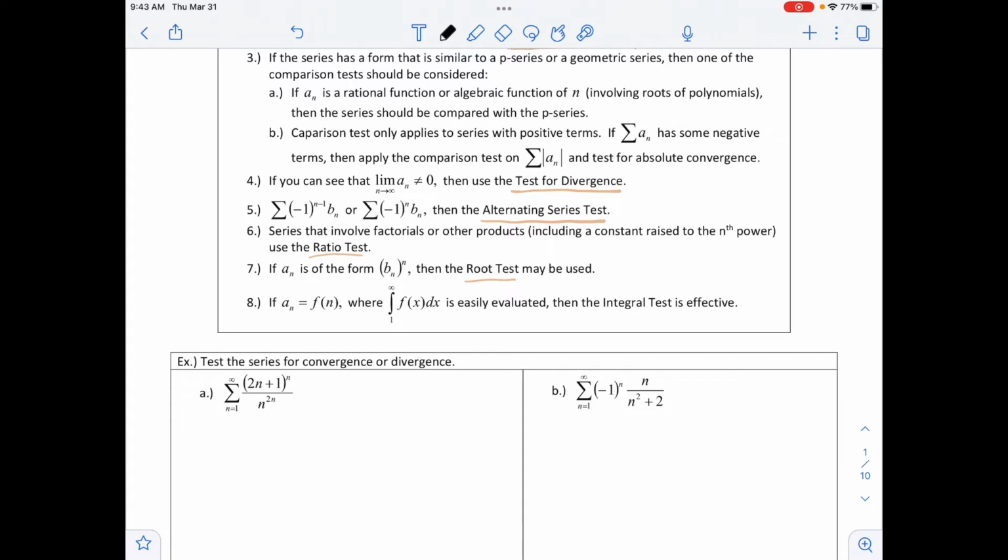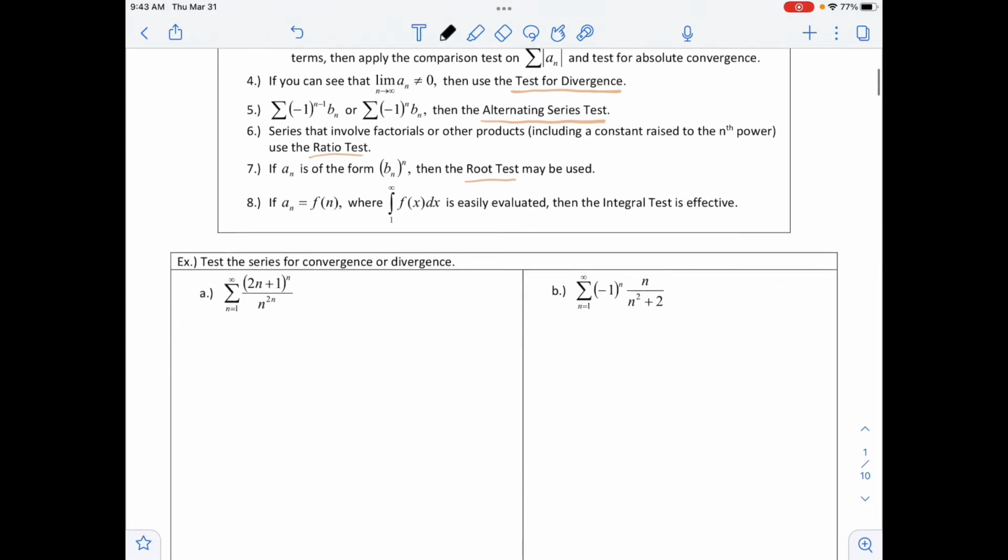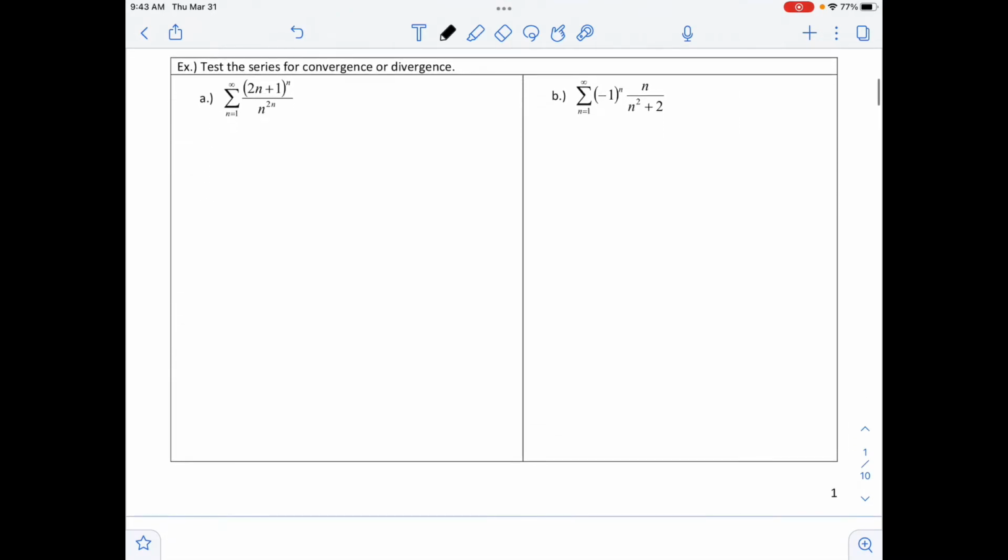So for part A, it's the sum from n equals 1 to infinity of 2n plus 1 raised to the nth power and n raised to the 2nth power. So right away I notice that both of these have an exponent with n, and so my mind goes directly to the root test. If you don't remember that was in the last section, make sure to pause the video and go back and look at that last section, which was 11.6.